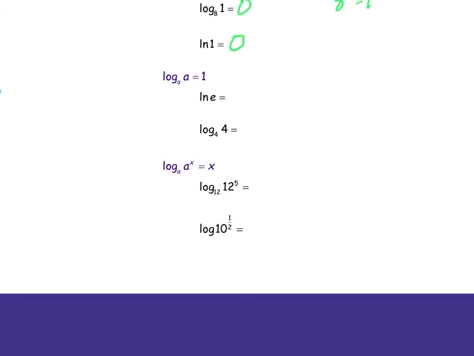It says if I have log base a of a, this is like saying a to what power equals a. Well, of course, that's 1. It has to be to the first power.